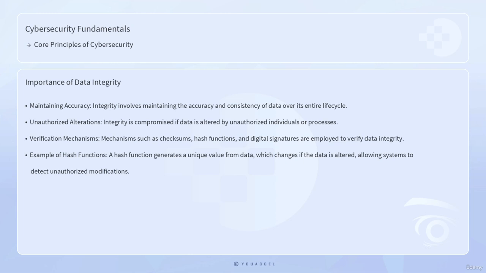Jones and Bartlett emphasize that integrity checks are crucial for preventing data corruption and ensuring reliable information for decision-making processes.